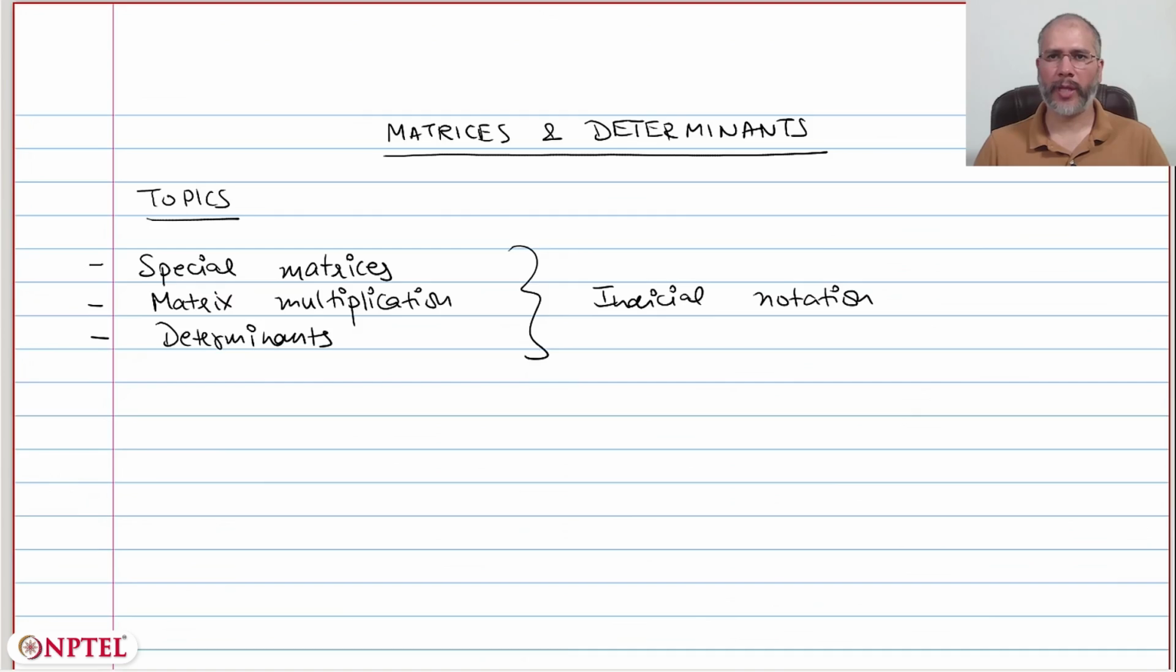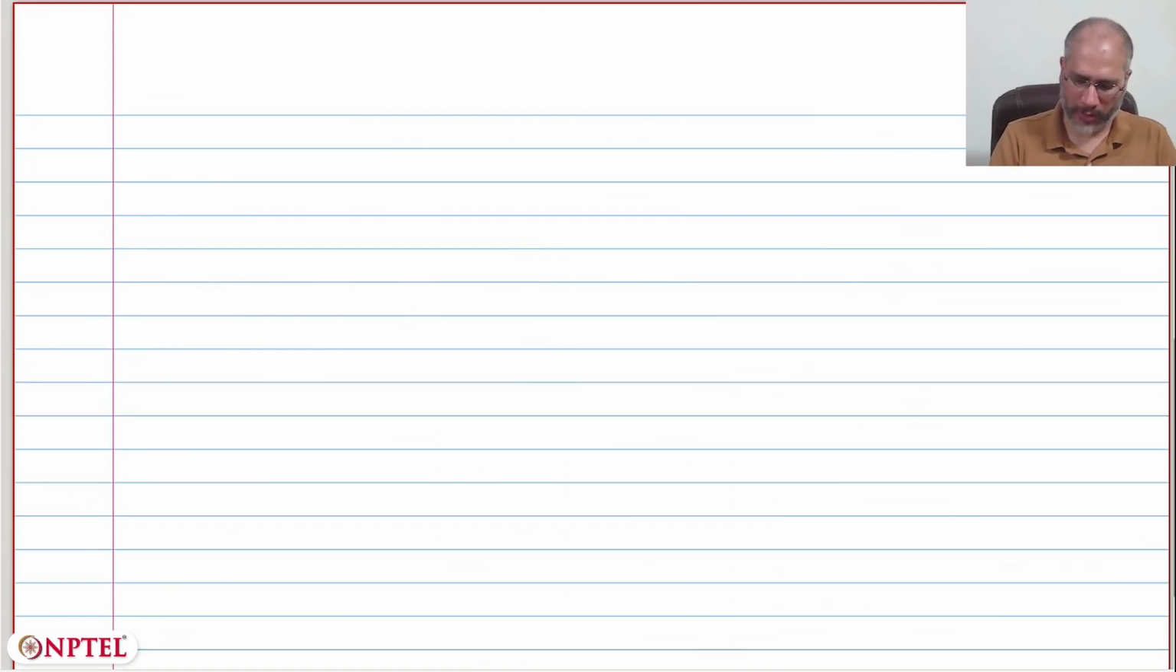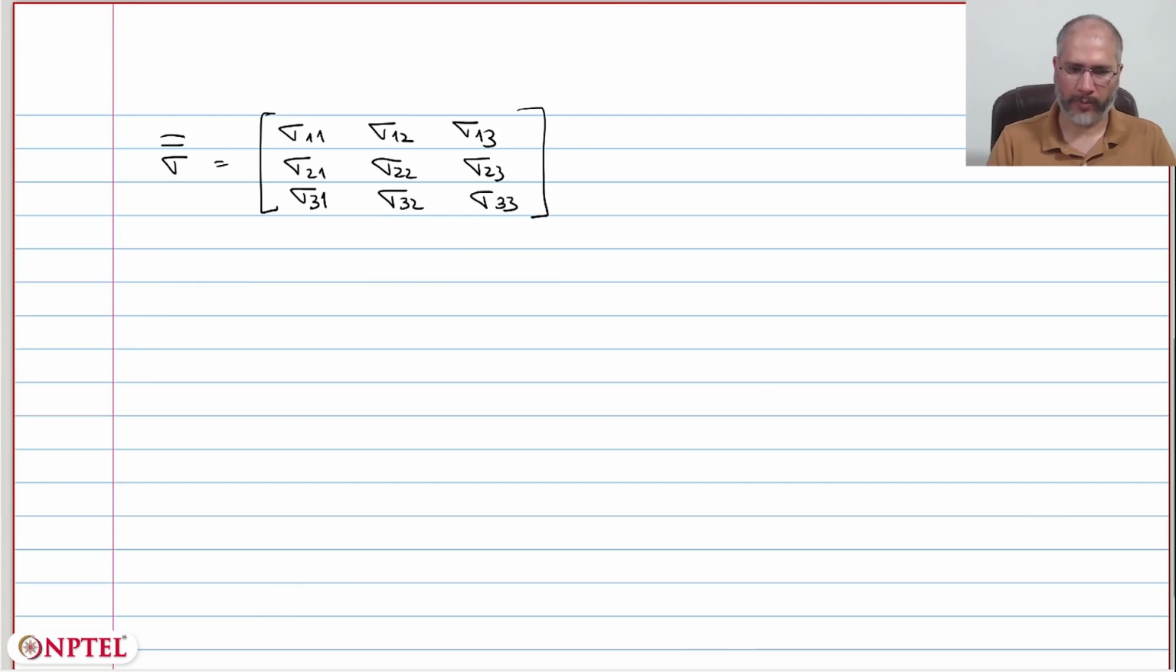So the first question we have to answer is, why do we need to discuss matrices in this mathematical background on tensors? Tensors, as we have seen, especially the second order tensors, are represented using matrix notation. So we have seen in the past that a second order tensor sigma is sometimes represented as the matrix sigma 1 1, sigma 1 2, like this.